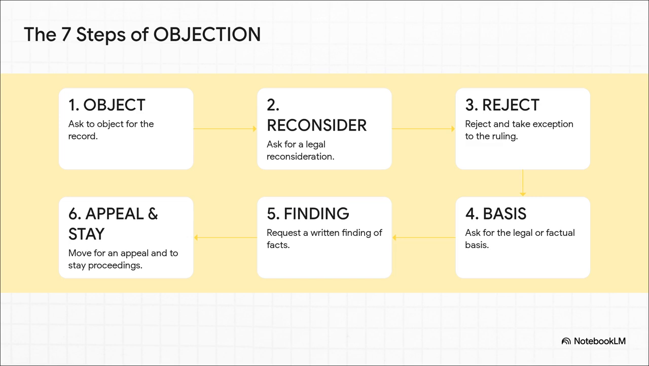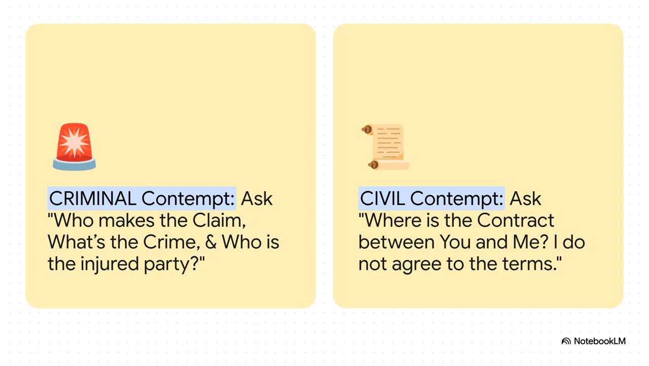The goal is to create a procedural minefield for the court to navigate. And the document makes a really crucial distinction here. It says you have to immediately force the court to clarify if the contempt charge is civil or criminal. If it's criminal, the script challenges the very basis of the crime. Who's the accuser, what's the crime, and who's the victim? But if it's civil, the response snaps right back to that core theme of contract law, asking, "Where is the contract?" Framing the whole thing as a voluntary agreement that you are now officially refusing.